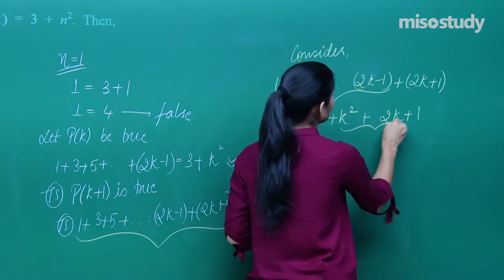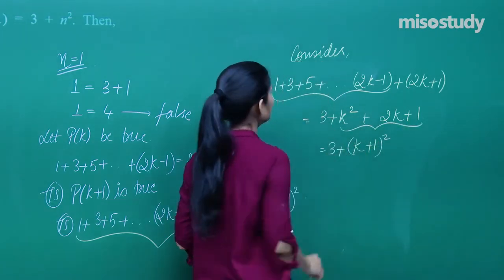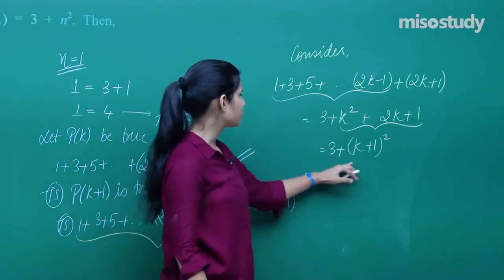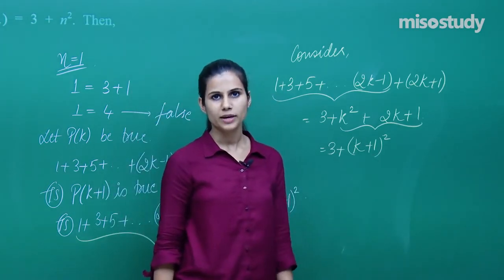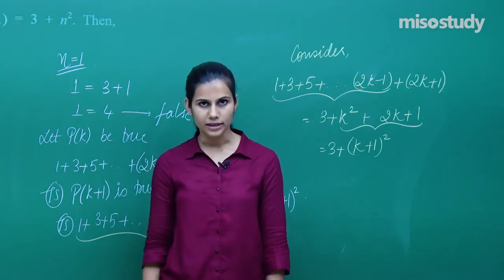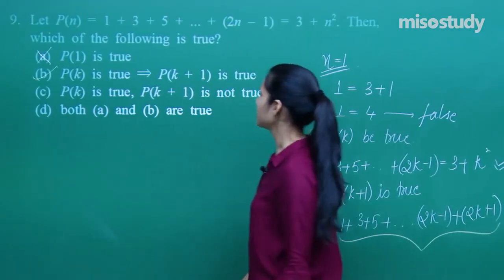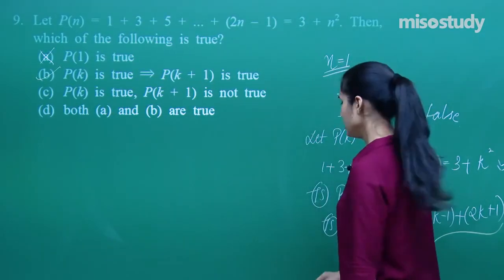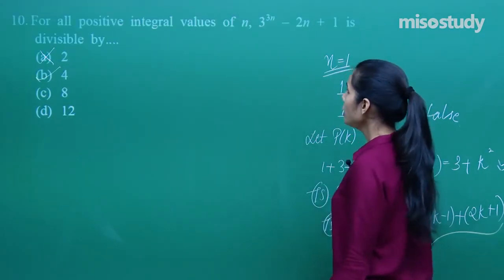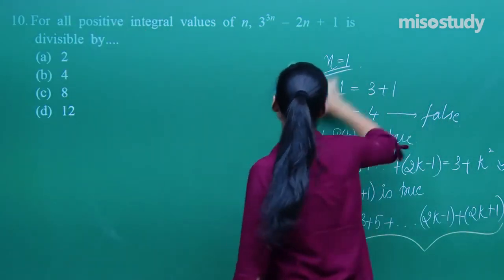Now, k square plus 2k plus 1 is k plus 1 whole square, and therefore you have got that the left hand side is equal to 3 plus k plus 1 whole square. That means the argument is also true for k plus 1, and therefore if Pk is true, this implies Pk plus 1 is also true. Next, for all positive integral values of n, this is divisible by what?